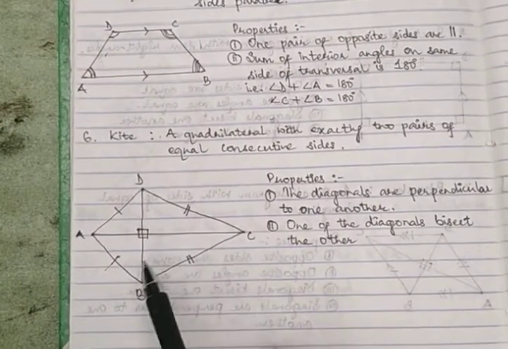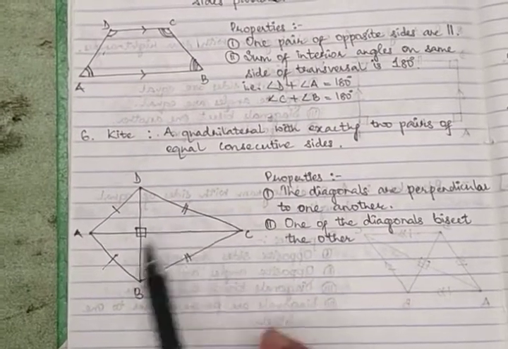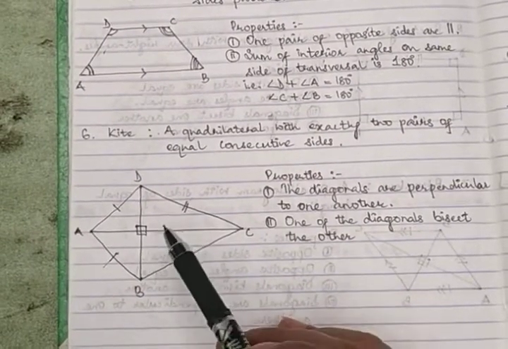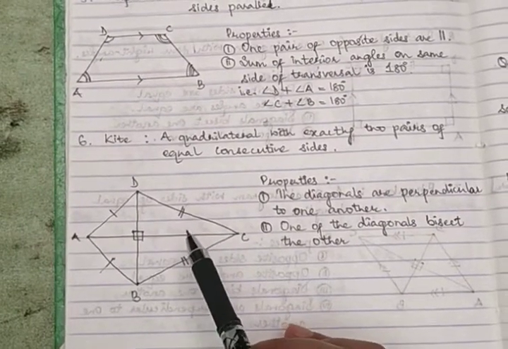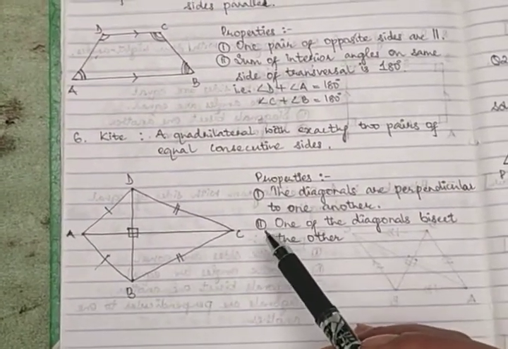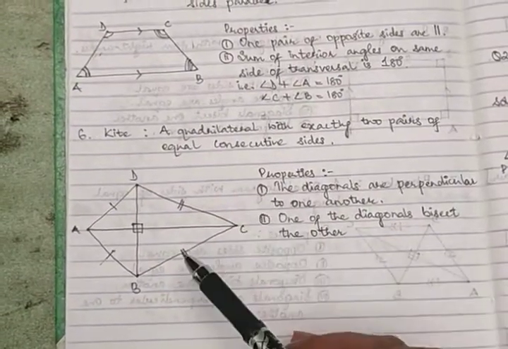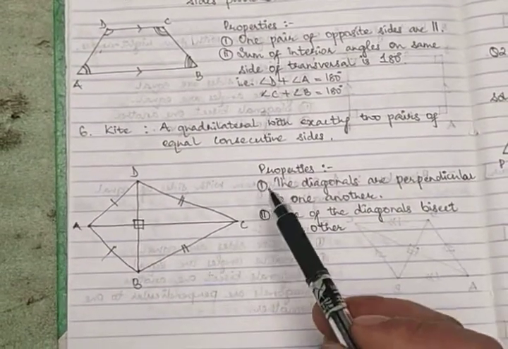There's nothing about parallel lines, so we won't go there. So it doesn't exhibit any property of a parallelogram. That's what we get to know easily, isn't it? Now, what are its properties? What makes it unique, and gave it the name kite, are its properties.